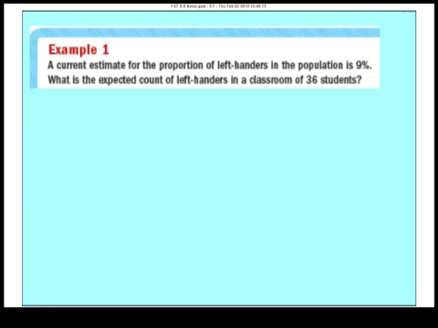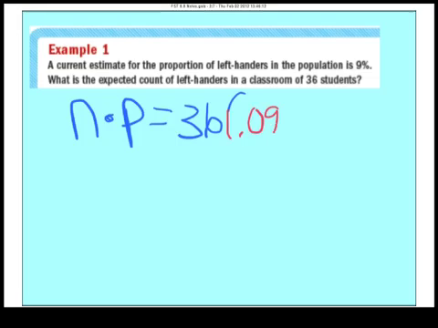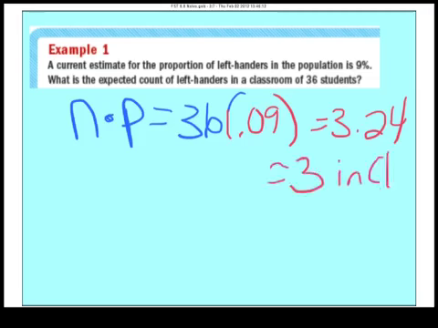Now I want to take a look at this example. It says a current estimate for the population of left-handers in the population is 9%. What is the expected count of left-handers in the classroom of 36? It's meant to be a very easy question. The expected count again is the number that you have times the probability. So you're just going to take 36 as our number, and the probability is going to be 0.09 as a decimal, which will give us 3.24. So approximately 3 people in the class will be left-handers.